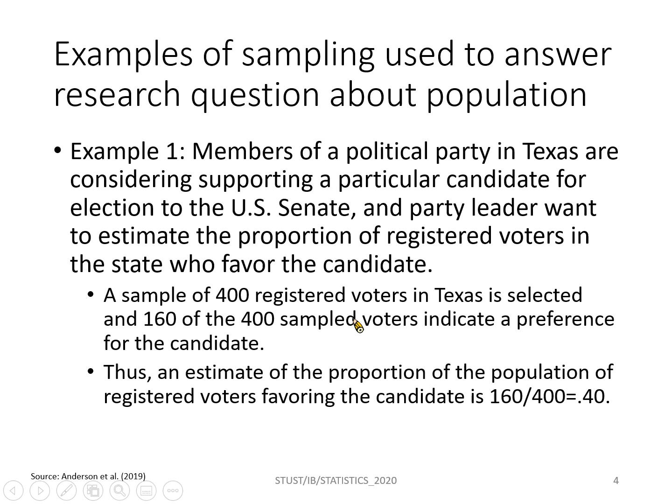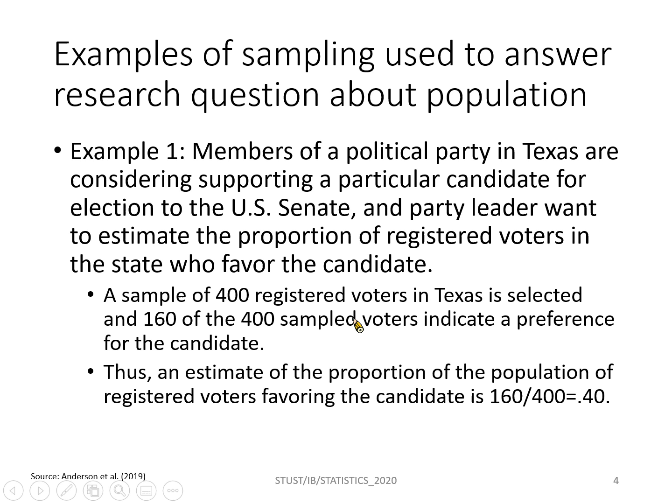Here are examples of sampling used to answer research questions about a population, which you can find in your textbook. Example one is members of a political party in Texas. People are very excited about the election now. The political party would like to know the estimated proportion of registered voters in the state who may favor the candidate, or how many votes they can win.